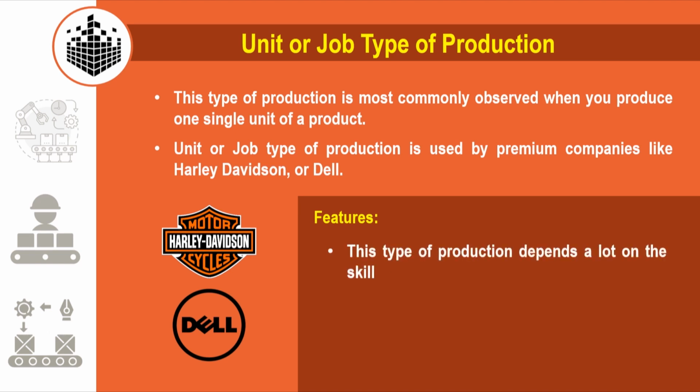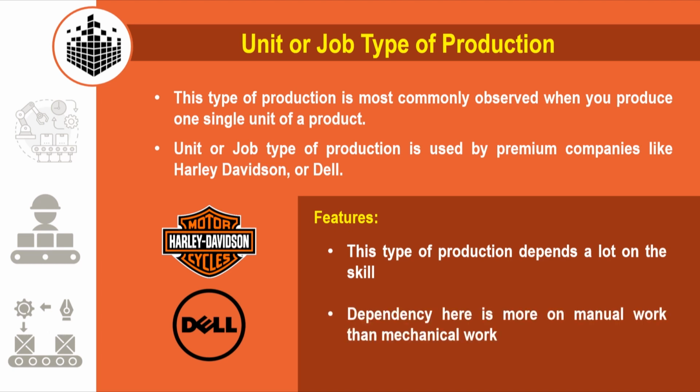Then let us discuss the different features of the unit or job type of production. This type of production depends a lot on skill. The dependency here is more on manual work rather than mechanical work. In this type of production, customer service and customer management play a very important role.